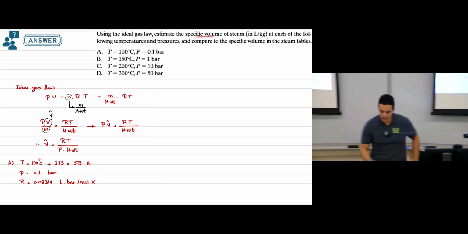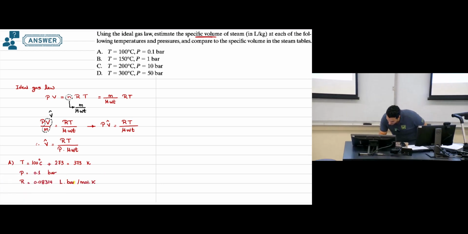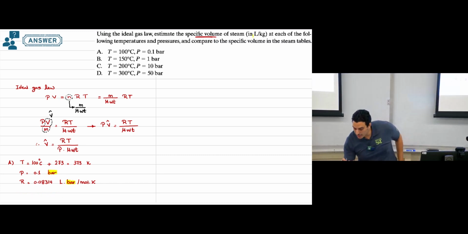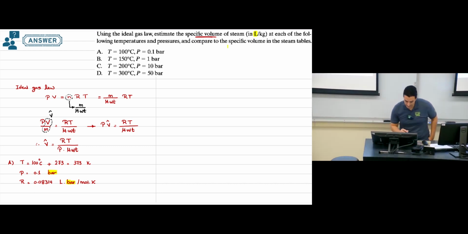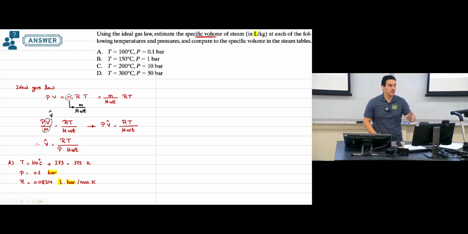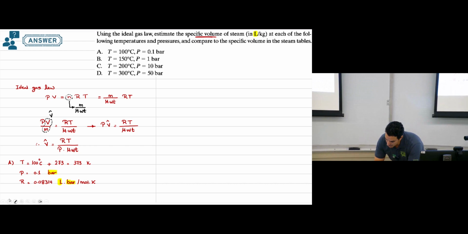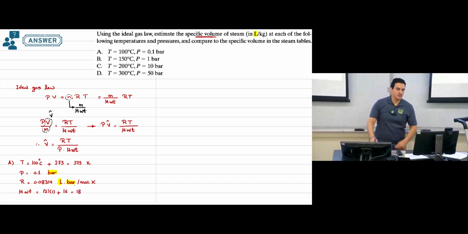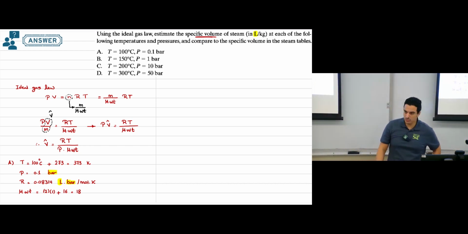And why do I select this one? Because here the R has bar and the pressure is in bar, so I don't need to convert the pressure. Also, I need the specific volume to be in liter, and the R here is in liter. So it will give you part of the solution. The molecular weight of H2O: the atomic weight of hydrogen is 1, times 2, plus the atomic weight of oxygen, 16, so this will be 18. This will be given. There is no need to do this calculation. The molecular weight is given.